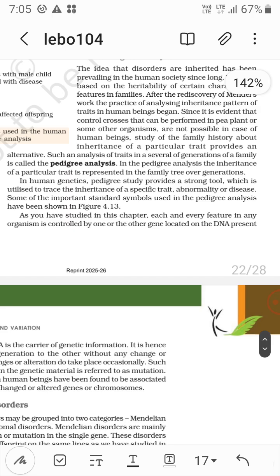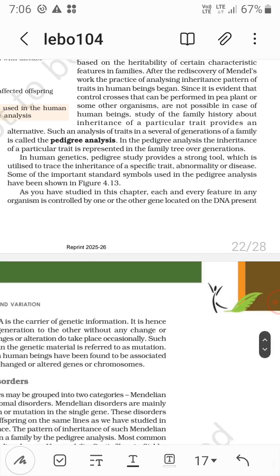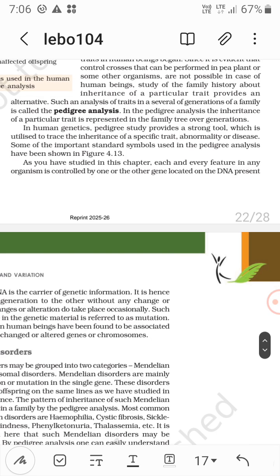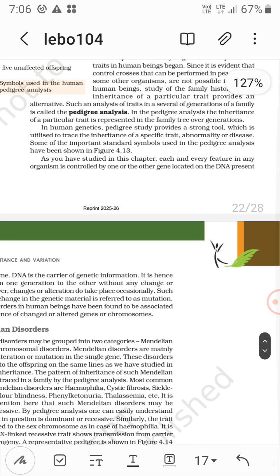Okay, so in human genetics, pedigree study provides a strong tool which is utilized to trace the inheritance of a specific trait, abnormality or disease. Some of the important standard symbols are used in the pedigree analysis, as I already told you.